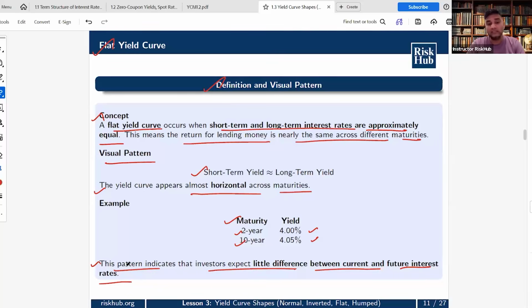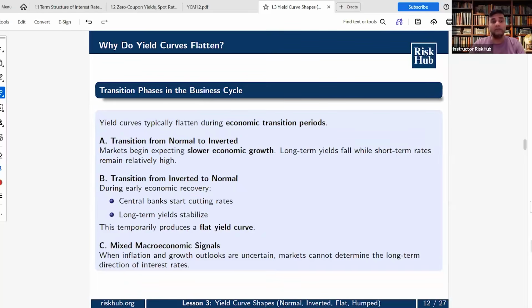The slide's closing line says the flat curve means investors expect little difference between current and future rates. That skips the premium part, right? A flat curve with a positive term premium implies expected short rates are falling or staying still, right? So when it is used, the flat curve removes the roll-down feature, roll-down return. A carry trade that relies on rolling down the curve stops paying, right? Then we get into the next part.